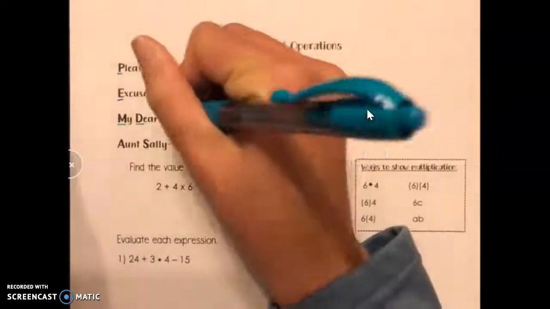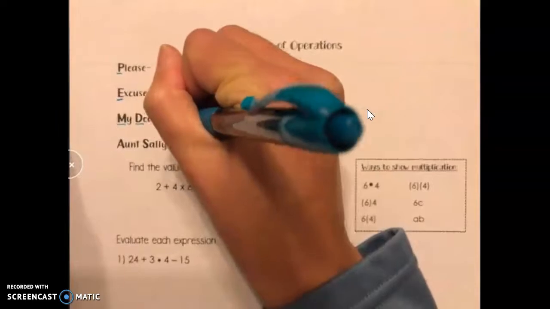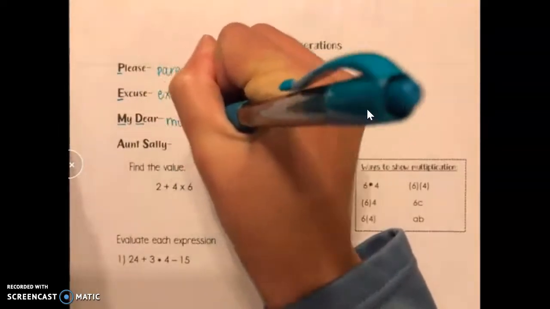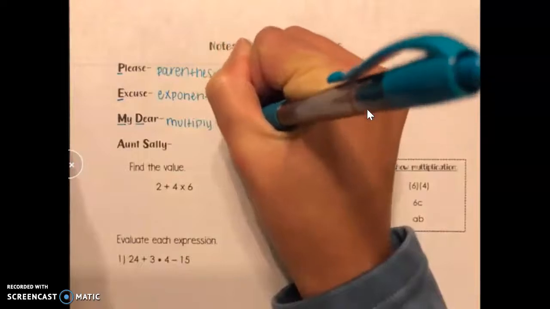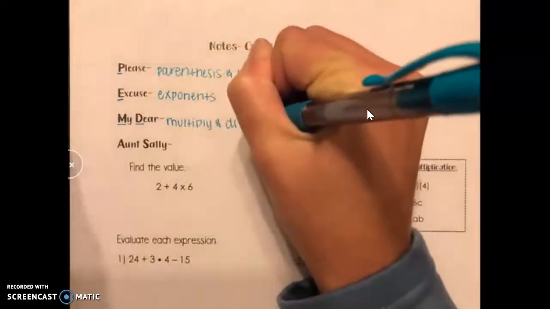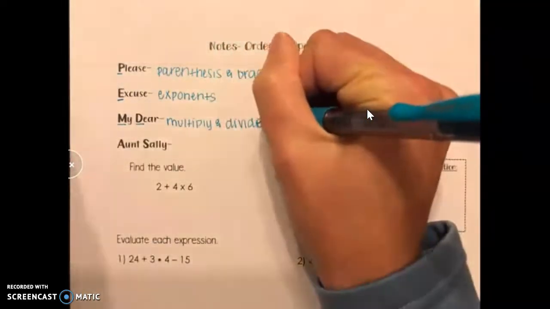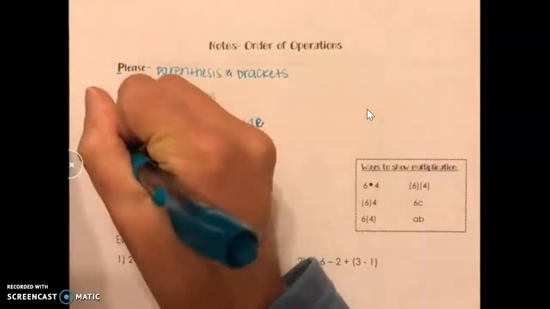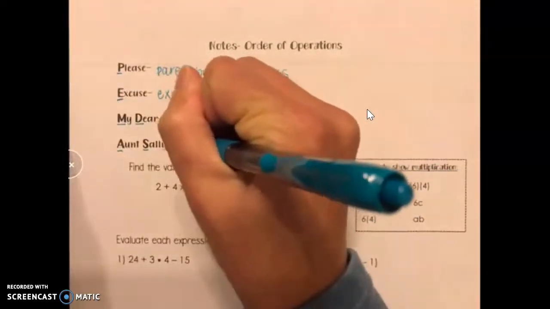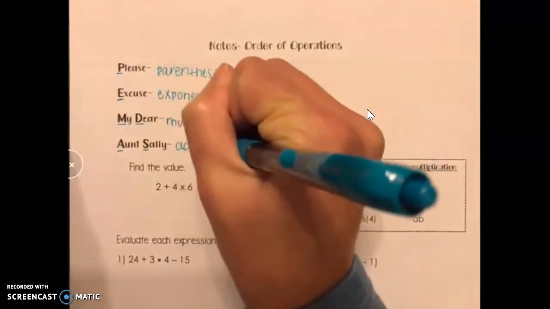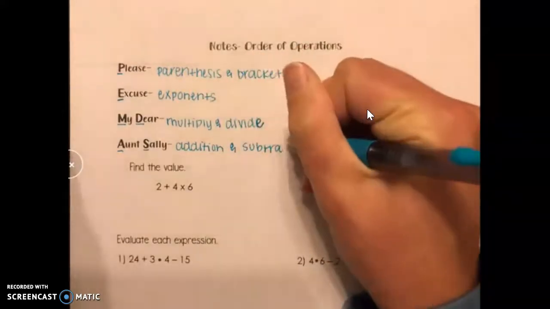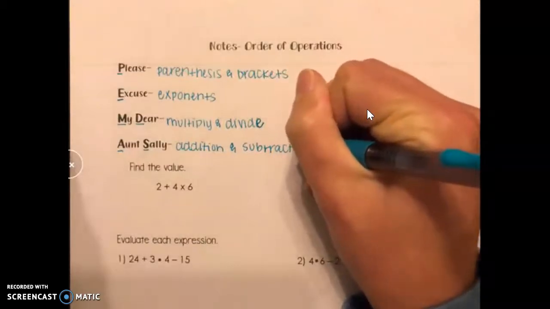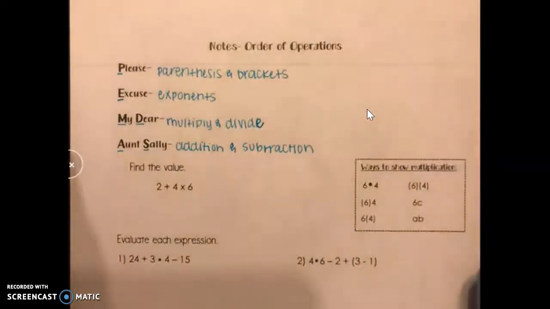My dear. So anything when you see multiply, and dividing, divide. All right. And then Aunt Sally. So that's addition and subtraction. Spelling is not my thing today. Subtraction. There we go. Okay.